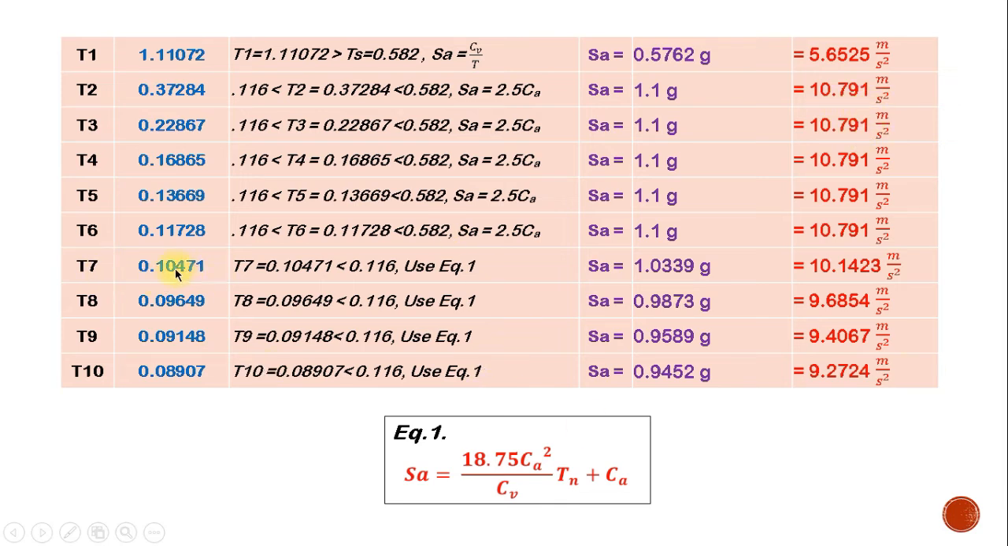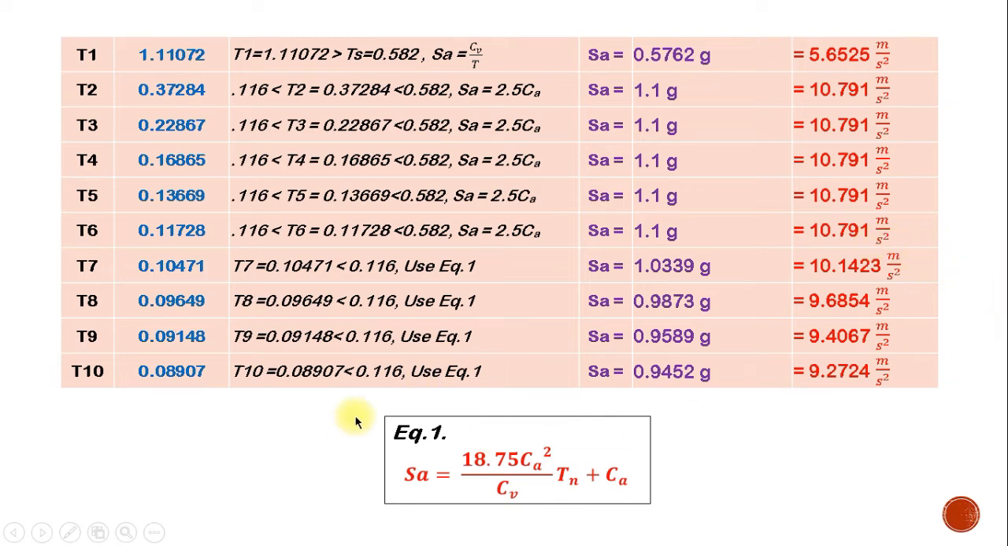And for mode 7, so since yung 0.10471 is less than our 0.2 TS na 0.116, so we will use this equation. So 18.75 CA squared over CV times yung ating model period sa specific na mode plus CA. So by using this formula, ating magiging SA is 1.0339 G. Na kapag i-multiply natin itong 1.0339 sa value ng G na 9.81 meter per second squared, ito yung ating magiging spectral acceleration, 10.1423 meter per second squared.